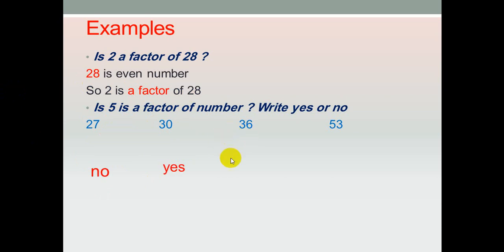Here 36, do we have 0 or 5? No, not a factor. 53, do we have 0 or 5? No, we look at the ones. Don't look at the tens. Look at the ones. 3 is not 0 or 5. 5 is not a factor of 53.